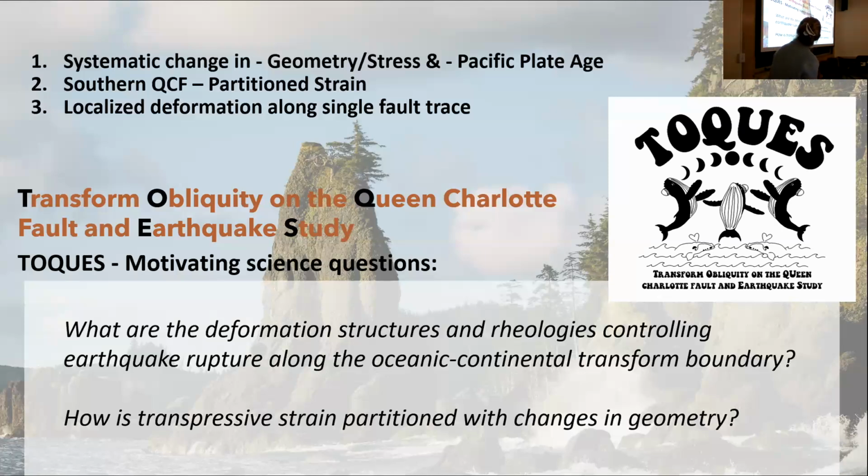And so we're interested in thinking about the specifics of the deformation structures that might be present along the Queen Charlotte Fault in these different transpressive regimes, these highly oblique in the south versus low obliquity in the north. We're interested in asking more questions about what the actual rocks and the associated rheologies are along those different sections that are probably important for controlling the earthquakes there. And we're also specifically interested in thinking about that strain partitioning question in the far south.